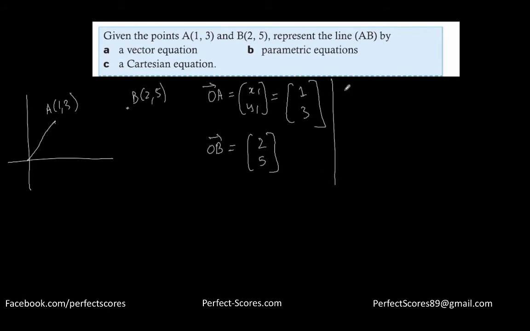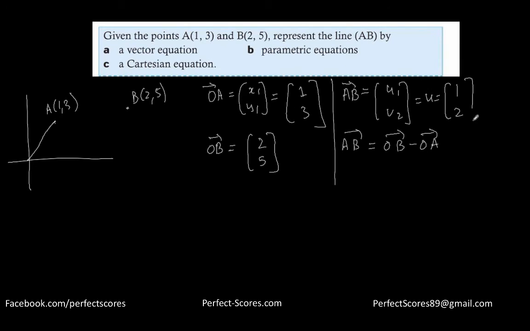Again, vector AB, which represents u1 and u2, this is vector u, that is going to be equal to OB minus OA. If you've seen the previous videos of vector, you would understand that vector AB is equal to vector OB minus vector OA. So OB is 2 minus 1, which is 1, and 5 minus 3, which is 2. So that is what vector U is.